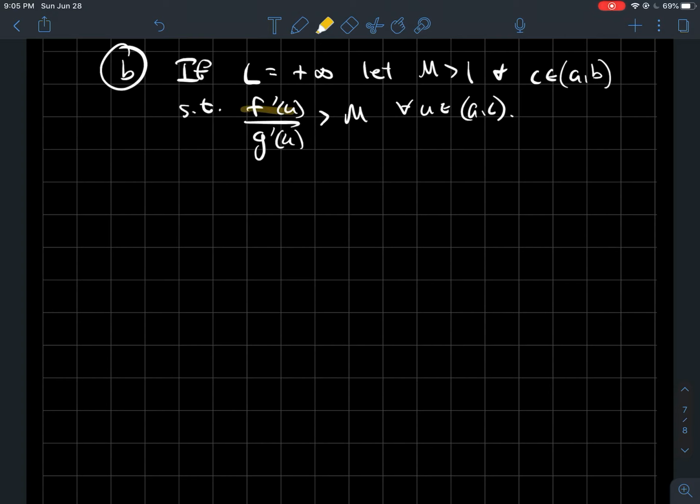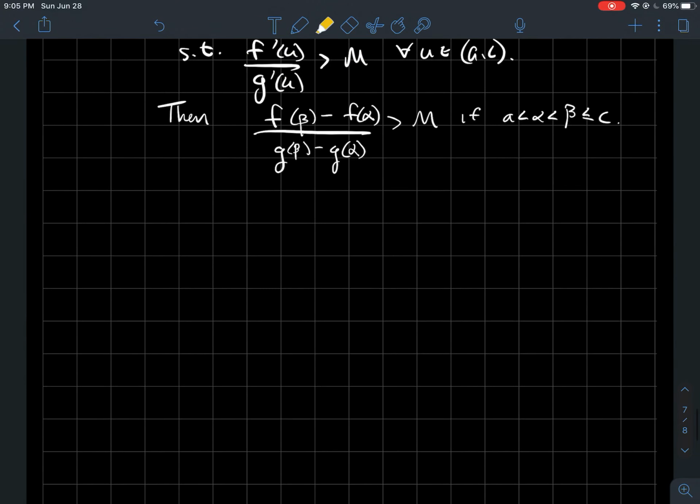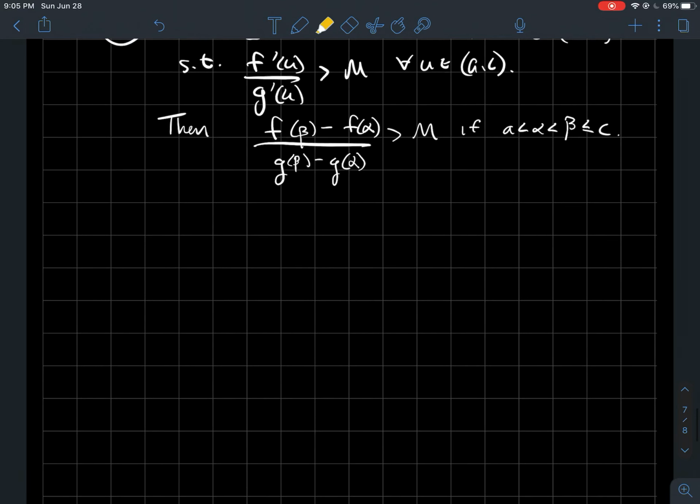In other words, if the quotient of the derivatives goes to infinity, then eventually it should get taller than any number that you pick. Remember, that's the idea here. The graph should, I'm thinking that way. And so by the Cauchy mean value theorem, such a statement is equivalent to saying that this sort of difference quotient, well, it's not really a difference quotient, just f of b minus f of alpha over g of b minus g of alpha, is bigger than that number m, as long as alpha and beta are between a and c, right? Those are good u's.